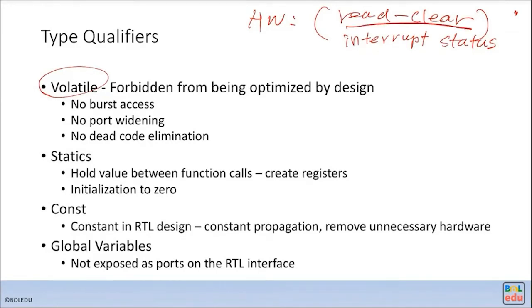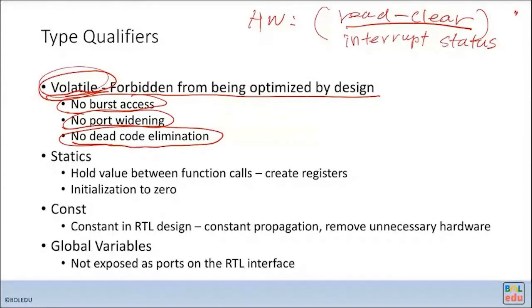For this kind of access, embedded programming often uses volatile. So volatile, this type of qualifier, basically tells the compiler don't optimize it. It also means no burst access, no port widening, and no decode elimination. Those things are often done by the compiler, and volatile simply tells the compiler don't do any optimization.